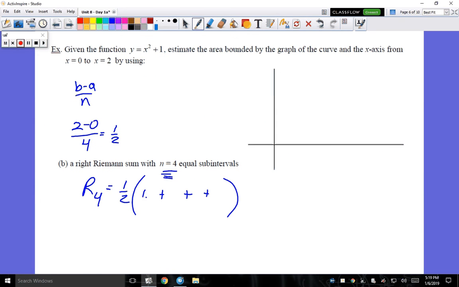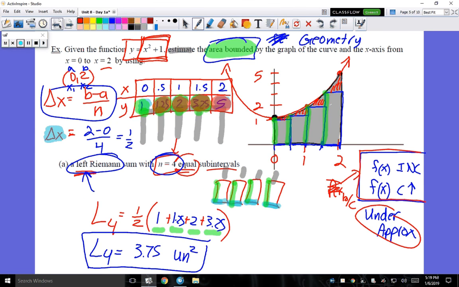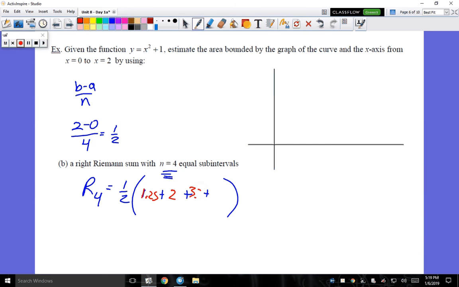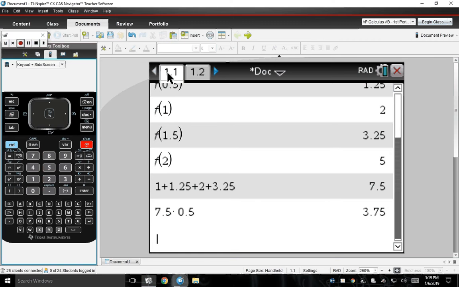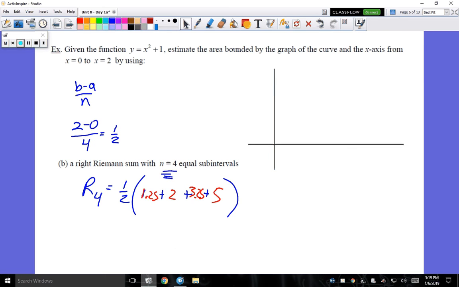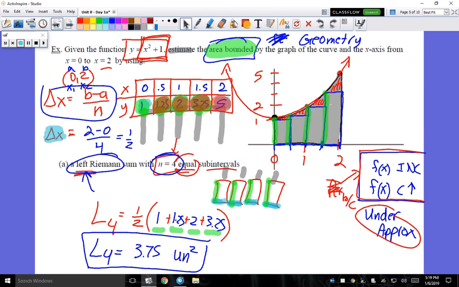So 1.25, let me put this in red. 2, 3.25, and 5. Okay? So again, if I go to my calculator, it's basically going to be the same as this, only because we're starting from the furthest right instead of the furthest left. We don't need that 1, and we need to add 5. Okay, because that was that last one on the furthest right, which showed us 5 was that height.